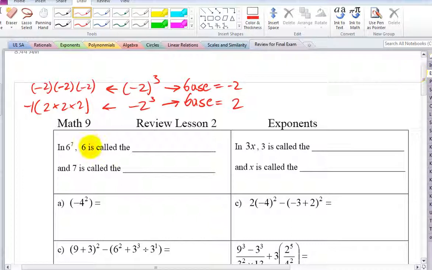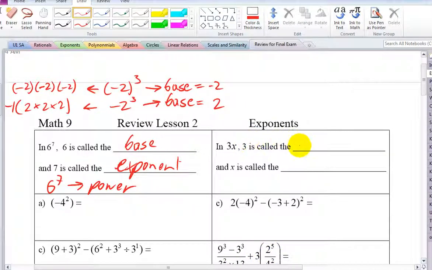So let's start. In 6 exponent 7, 6 is called the base, 7 is called the exponent. And what's the whole thing called? Power. Okay. Then in 3x, 3 is called the coefficient. Now x is of course called the base again, but because it's a letter, we call it a variable base or variable. So the idea is that letters are called variables because their values vary. They can change. They're very elusive. So I got that down.